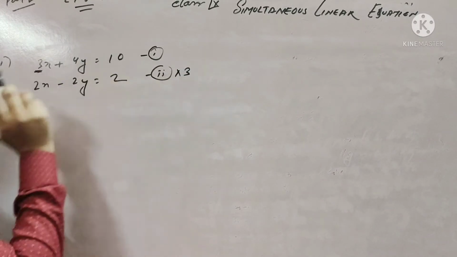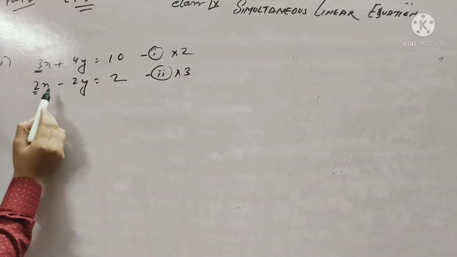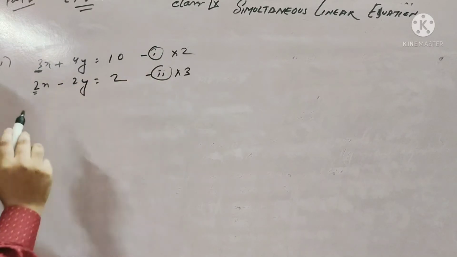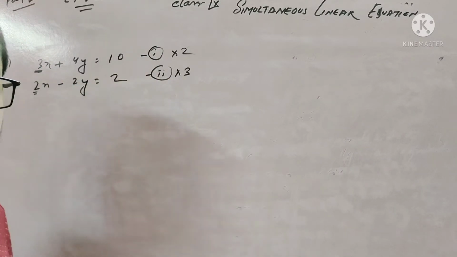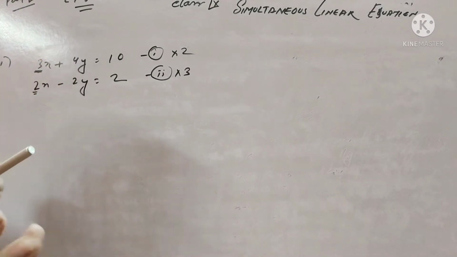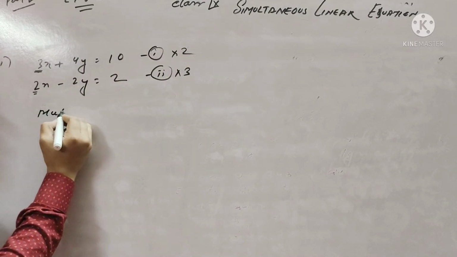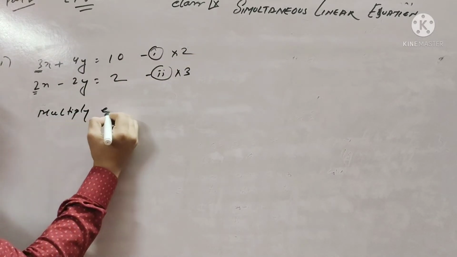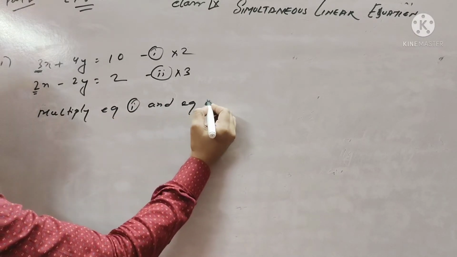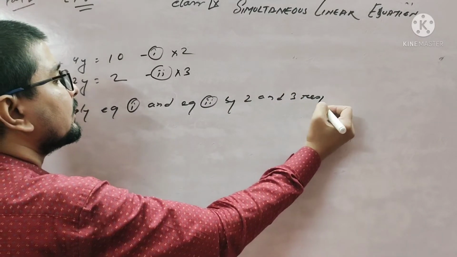So if you want to eliminate x, multiply equation 2 by 3, and equation 1 by 2. Done. That means this equation is multiplied by this number and this equation is multiplied by this number. If you want to eliminate y, then multiply by the numbers of y. So you write here: multiply equation 1 and equation 2 by 2 and 3 respectively.